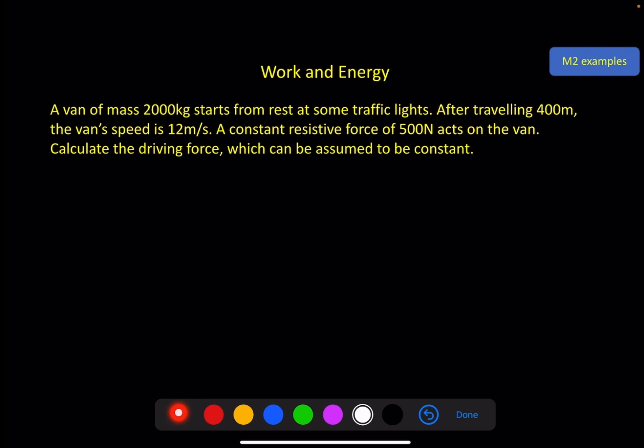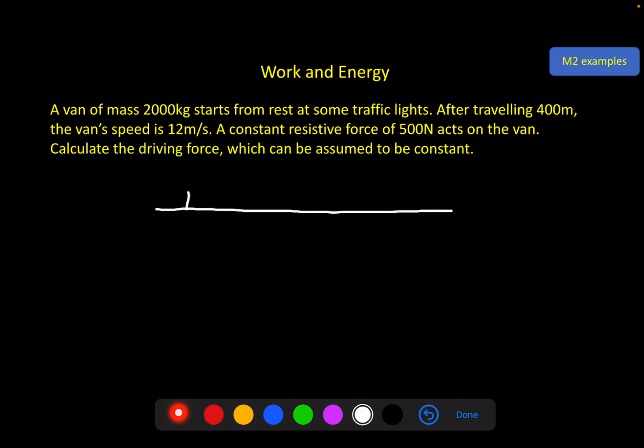Final example. A van of mass 2,000 kilograms starts from rest at some traffic lights. After travelling 400 meters, the van's speed is 12 meters per second. A constant resistive force of 500 newtons acts on the van. Calculate the driving force, which we're going to assume is constant.